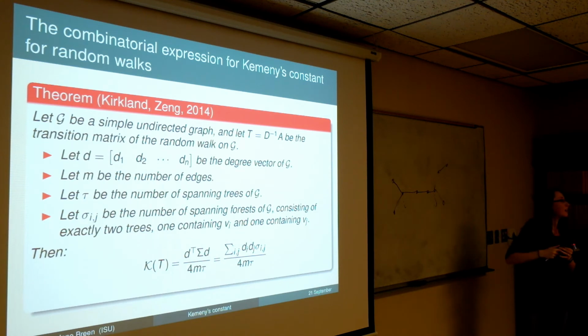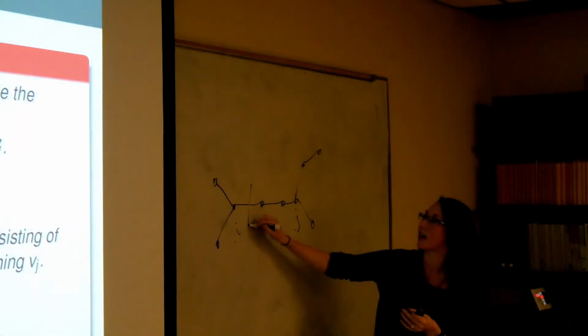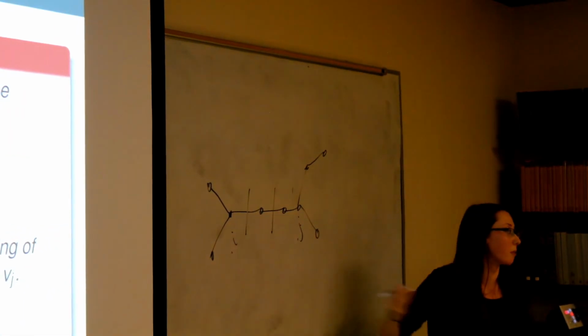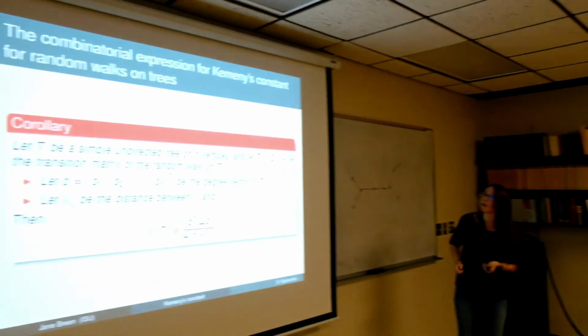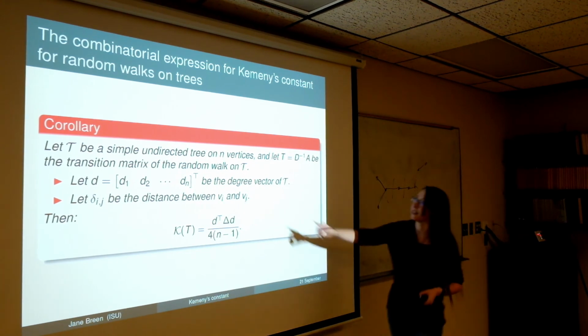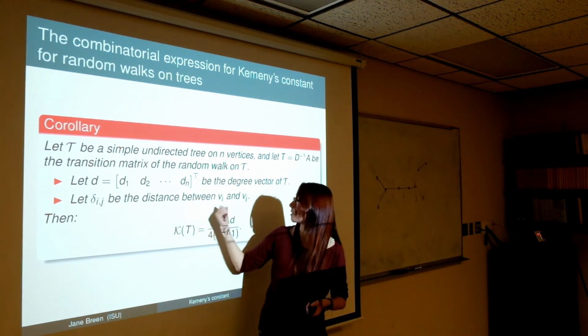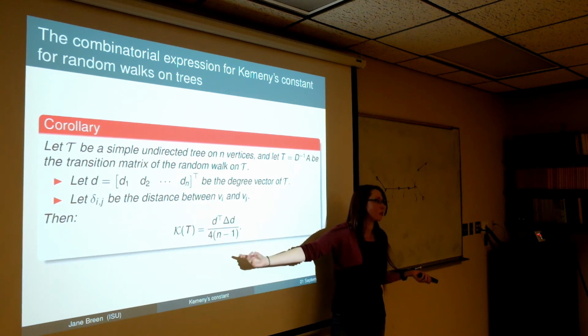The distance between? Yes, because the distance between them gives me the number of ways I could split them up. Yeah. So in that case, if I'm just thinking about random walks on trees, then it boils down to this. I need the degree vector, I need the distance between vi and vj for each i and j, and then I get this expression here for Kemeny's constant.